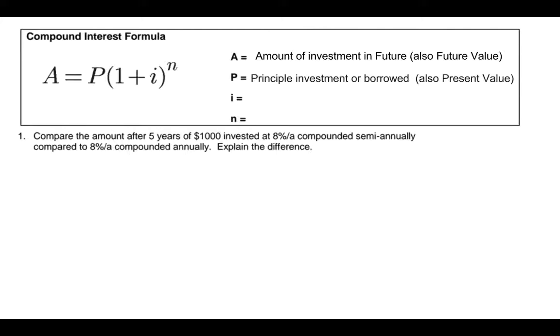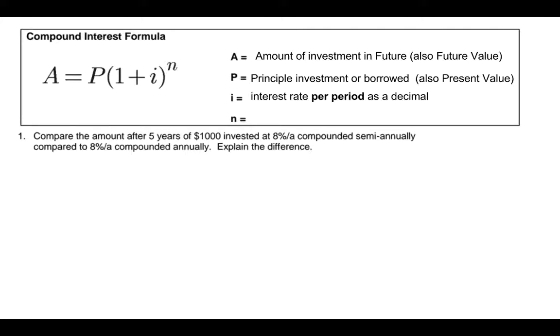P is the principal amount borrowed. It's also referred to as the present value, so P as principal or present value actually works. i is the interest rate per period as a decimal. So you'll be given a percentage, you've got to convert it to a decimal, and it's going to be the amount per period.